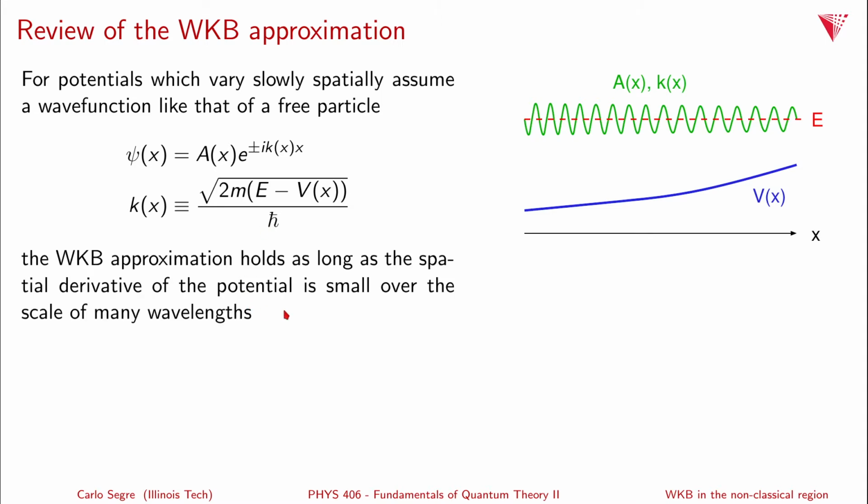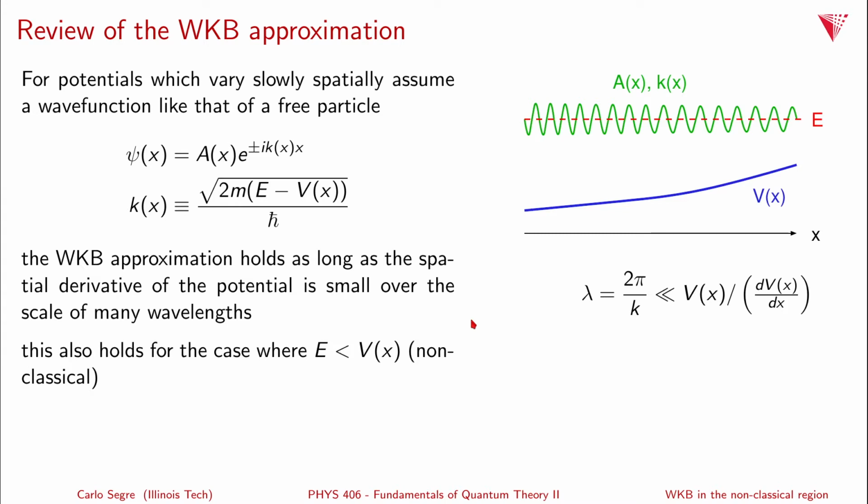If you remember, the WKB approximation holds as long as the spatial derivative of the potential is small over the scale of many wavelengths, and that condition is written as follows. So you have lambda is equal to 2 pi over k, is much, much less than V of x divided by its first derivative. So if the derivative is small, this becomes large, and this condition holds.